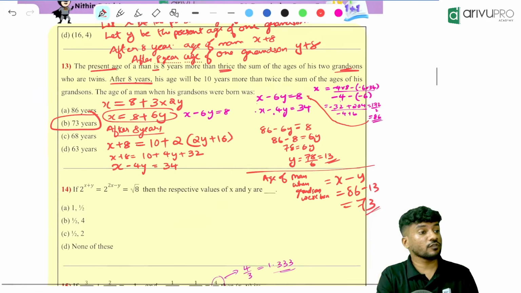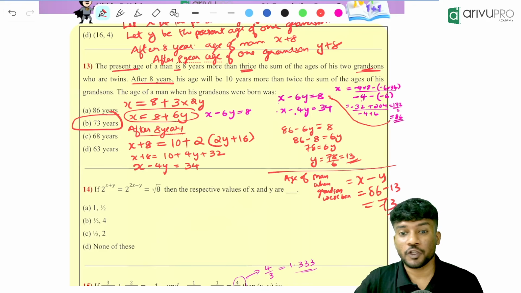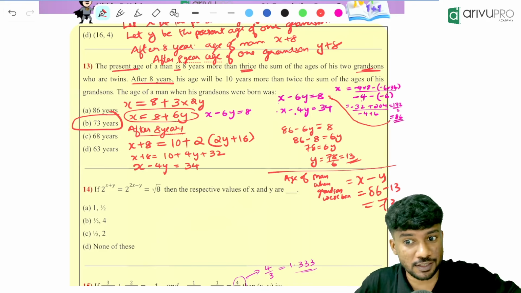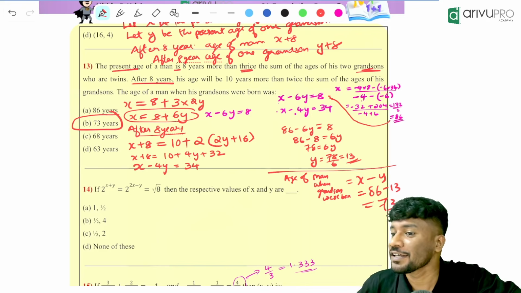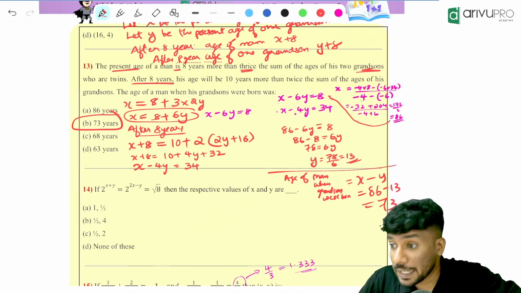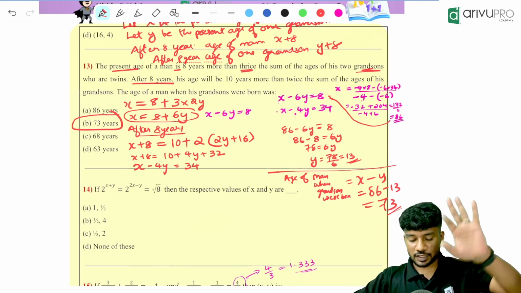Many people make a wrong answer of going for option A, because they will think that our present age is this much. Usually the question will be about present age. If they ask a question, they will not ask a usual question. That is one more thing. Now they ask what? Present age of the man when the grandsons were born. We need to reduce that 13 years of age. Okay. Understood? I will explain everything again for you.